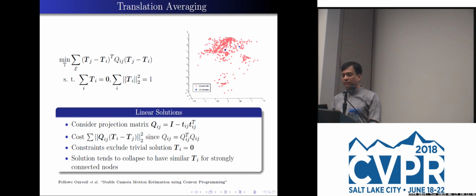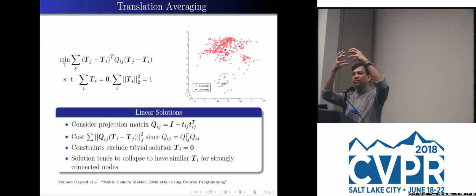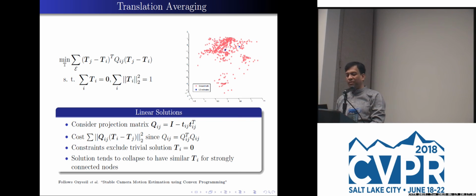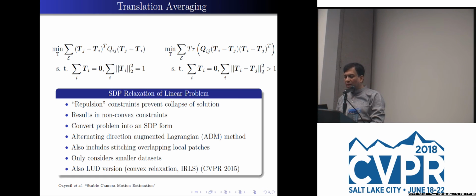Yeah? And in fact, they find that even solving this, so this gives you a convex optimization problem, but they find that it tends to collapse, in the sense that if things are strongly connected to each other, there's a dense subgraph, all those cameras tend to move closer to each other. So it's not a very well-posed cost function. Yeah? So then they did other tricks.